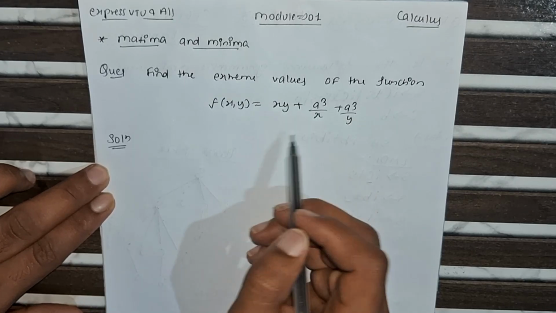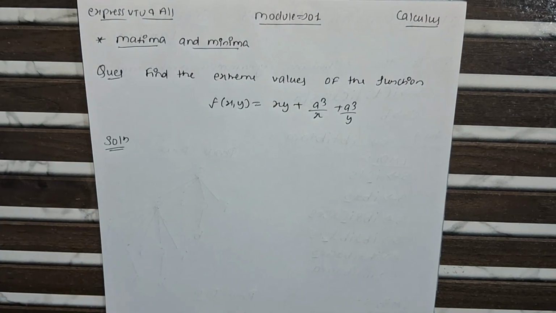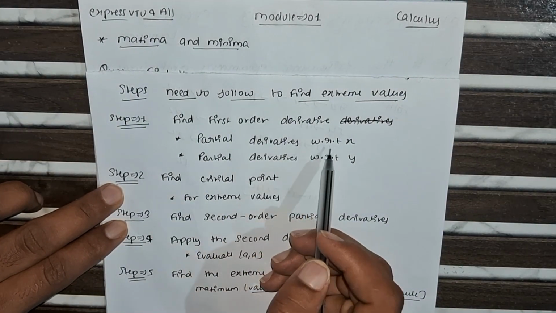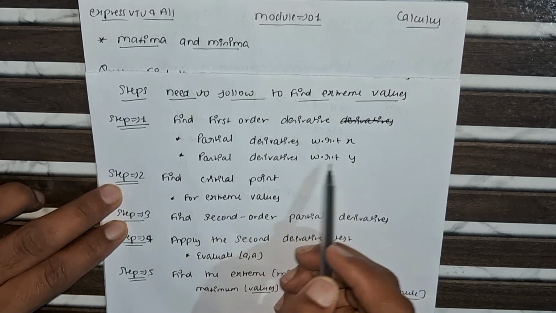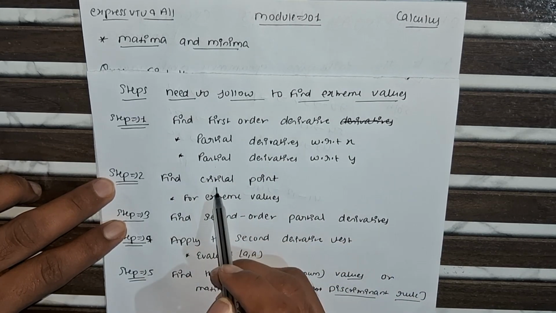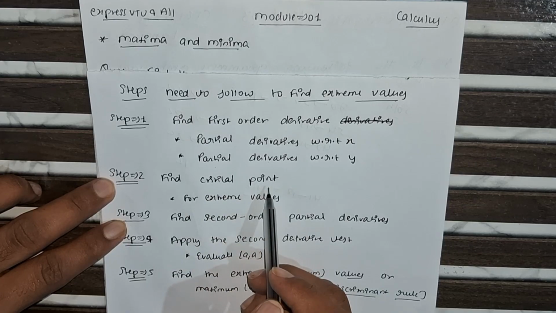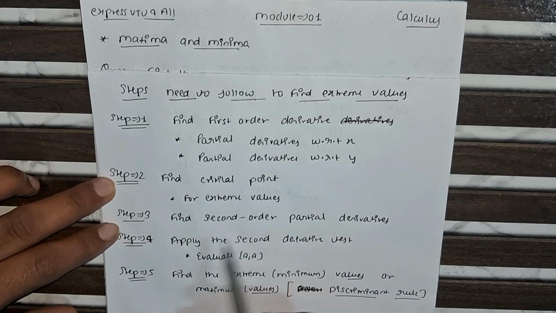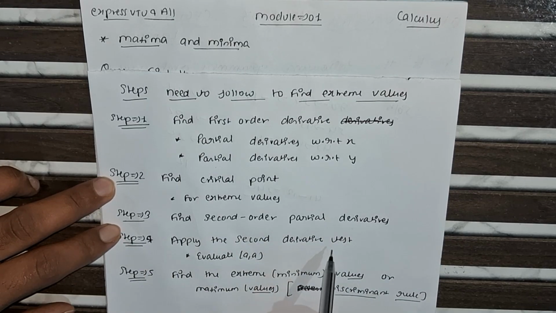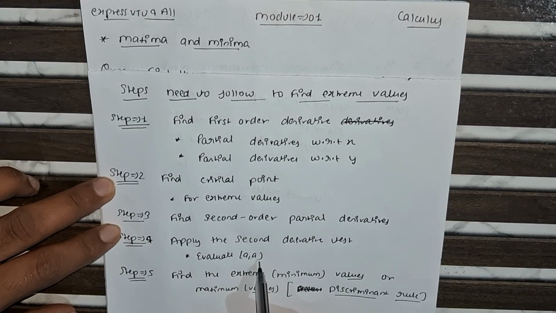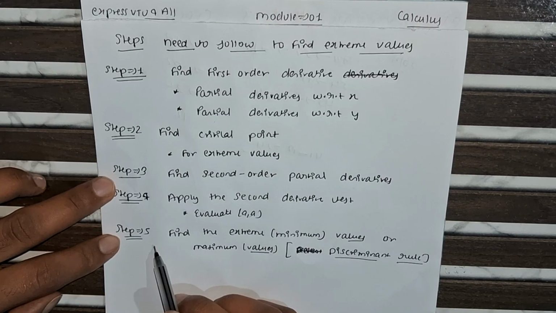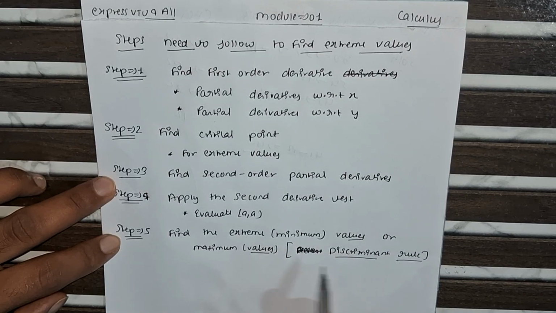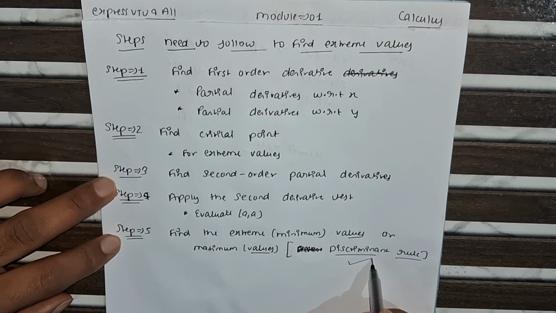Now, for solving these kinds of questions, we have to follow some steps. Step 1 is find the first order derivative, means partial derivative with respect to x and partial derivative with respect to y. The second step will be find the critical points, means for extreme value we have to find the critical points. Then our step 3 is find the second order partial derivative. Next our step 4 is apply the second derivative test, evaluate at (a, a). To find the extreme value, we have to evaluate at the critical point. Now we will move to our last step, which is find the extreme minimum or maximum values, which depends upon the discriminant rule. So let's follow these steps to solve this problem.